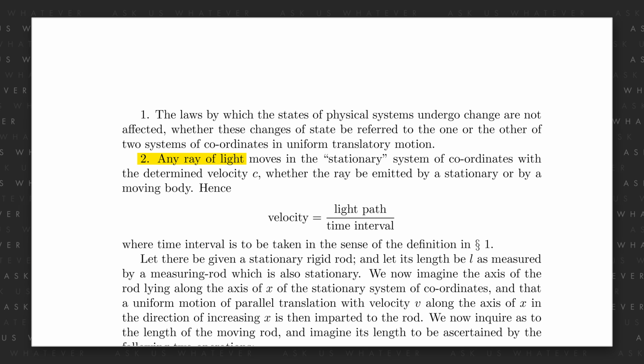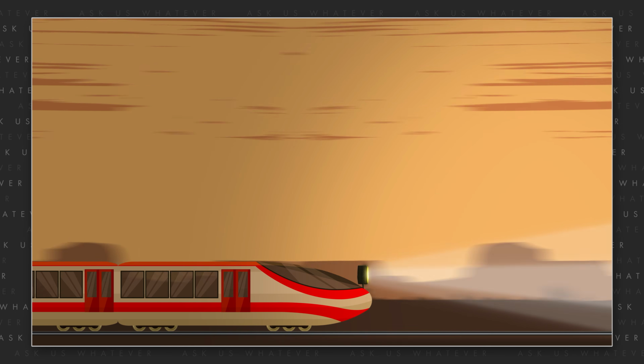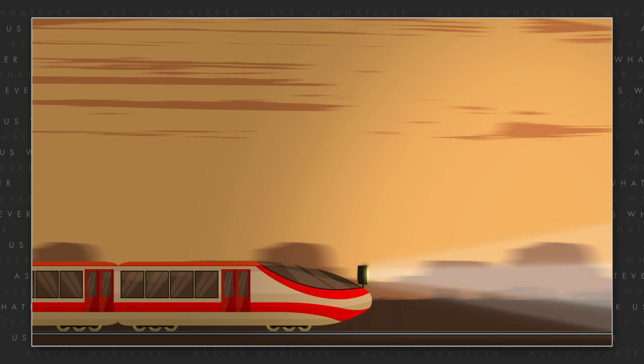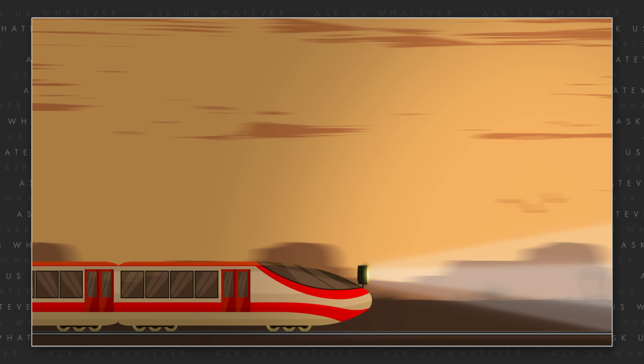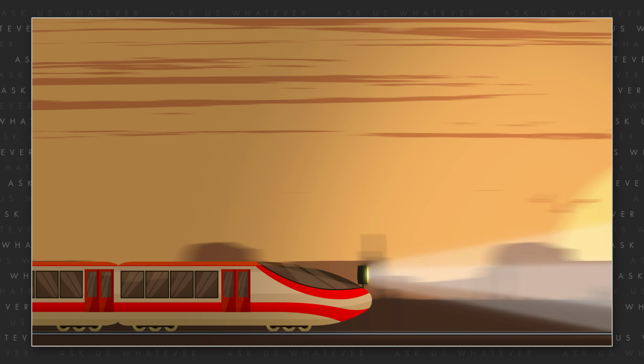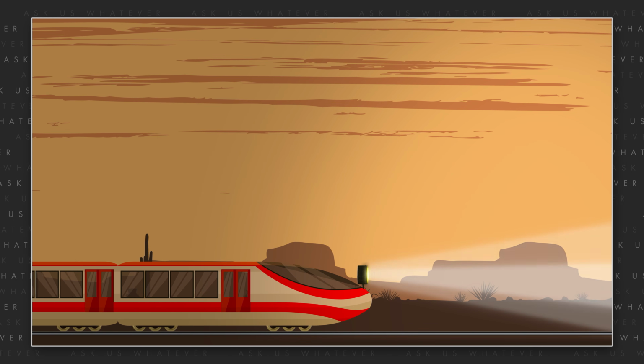Any ray of light moves in the stationary system of coordinates with the determined velocity c, whether the ray be emitted by a stationary or by a moving body. Einstein would say, for example, that a light beam emanating from the front of a rapidly moving train would travel no faster over the ground than a light beam emanating from a stationary train. I'm now going to present evidence that this may not be true.